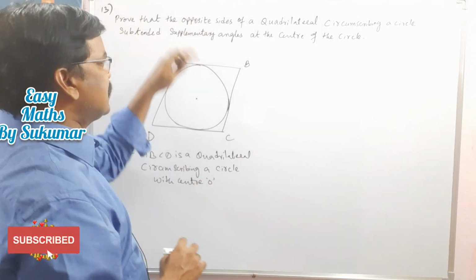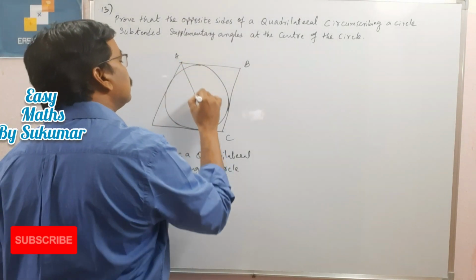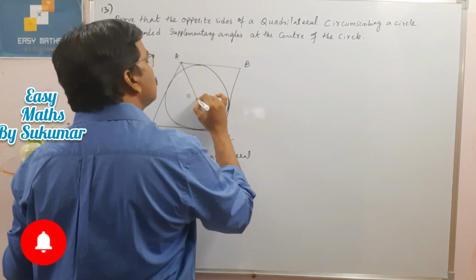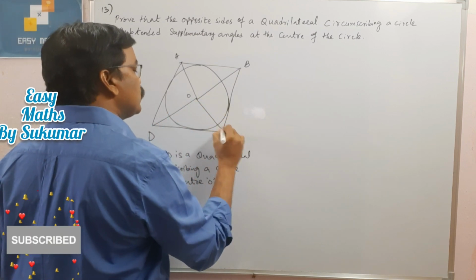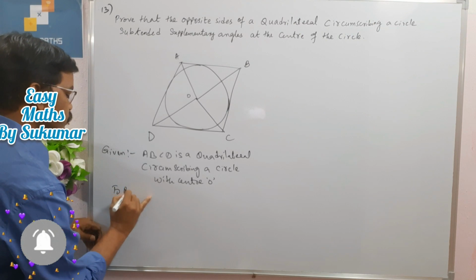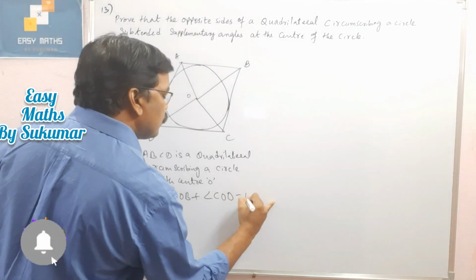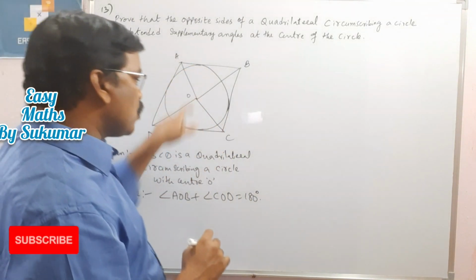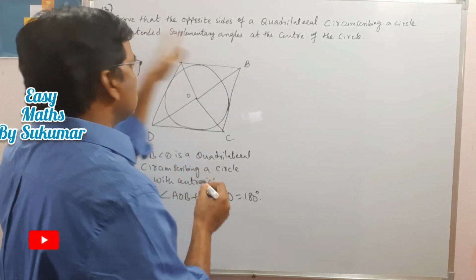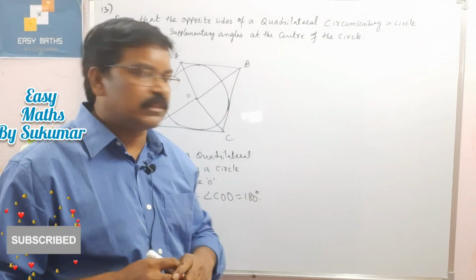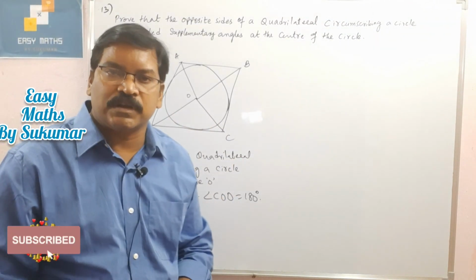Okay, subtended supplementary angles at the center of the circle. Okay, that means here this is O, no? O is the center of the circle. Angle AOB and angle COD. To prove: angle AOB plus angle COD is equal to 180 degrees. That means these opposite sides of the quadrilateral circumscribing a circle subtend supplementary angles at the center of the circle. That means angle AOB plus angle DOC or angle COD is equal to 180 degrees.